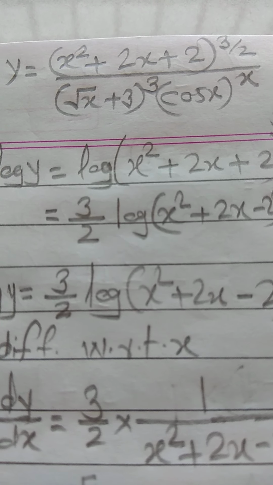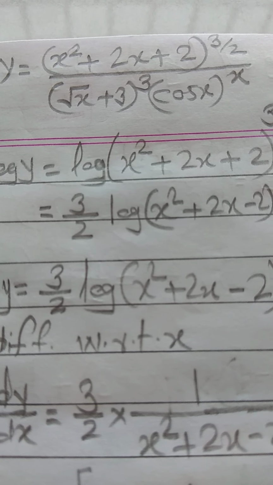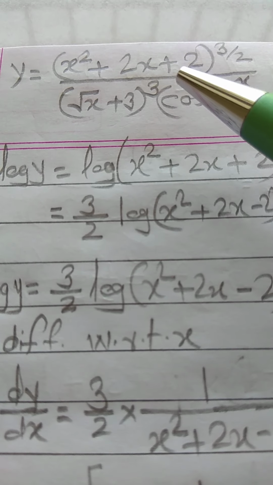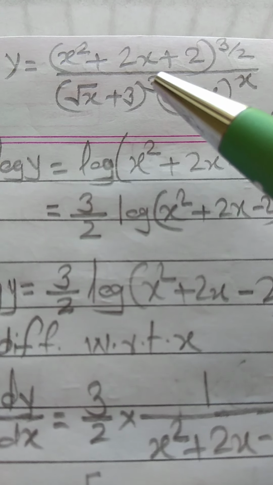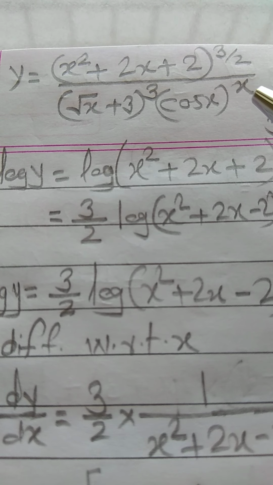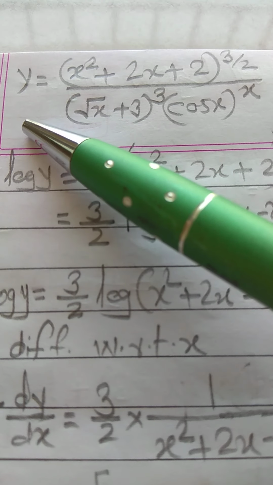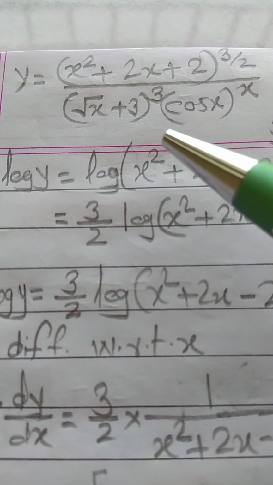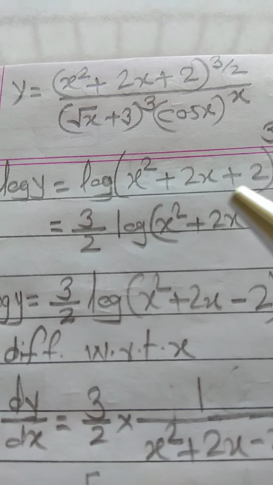Exercise 1.3, question number 1, part 4: y equal to (x² + 2x + 2) raised to 3/2 upon (√x + 3) raised to 3, into (cos x) raised to x. Taking log on both the sides, we have log of y equal to log of something of the type a upon b. That means log of a minus log of b.